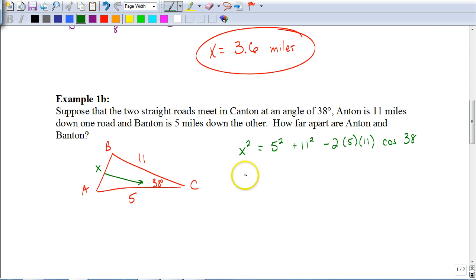Type that in on your calculator and you should have gotten as your answer 559.3. But then we have to take the square root of both sides. So you get your final answer then of 7.7. So your answer would be 7.7 miles.